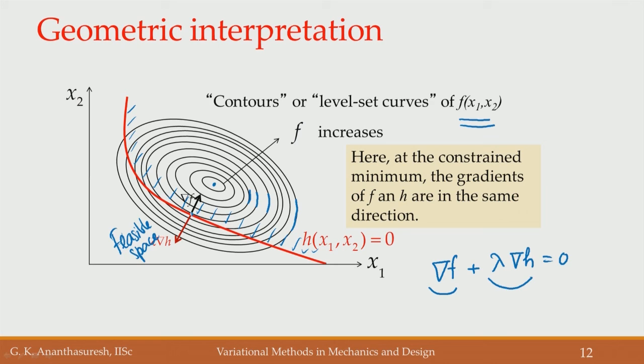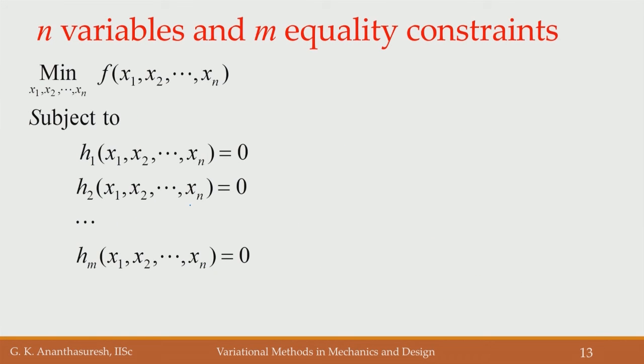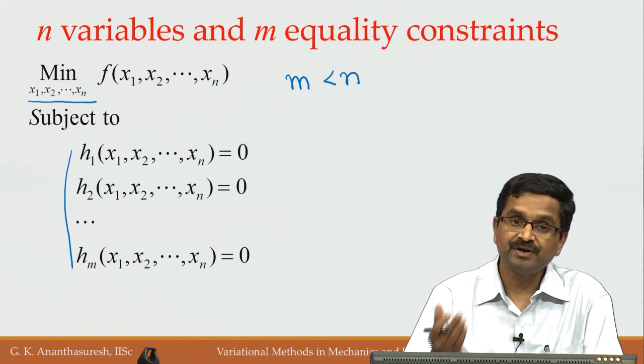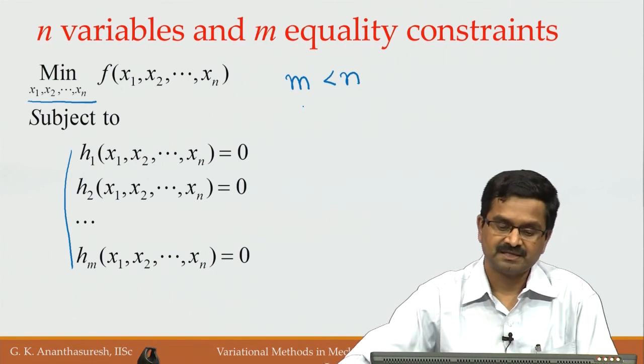That is a geometric interpretation of the Lagrange multiplier and the associated equality constraint. What if there are n variables and m equality constraints? We have n variables x1, x2, ..., xn, and there are h1, h2, ..., hm. We necessarily want m to be less than n. If m is equal to n, then as we said in the case of one variable, one function, we will only have a few points, even if they exist at all, and then we cannot do optimization. So, we need to have freedom. That is why we want m to be less than n.